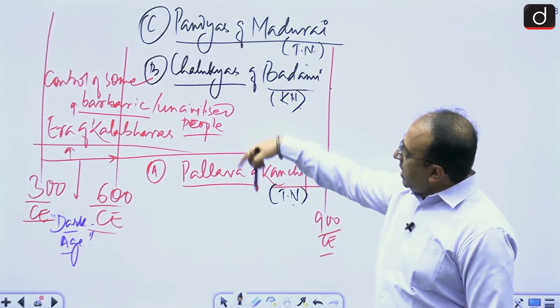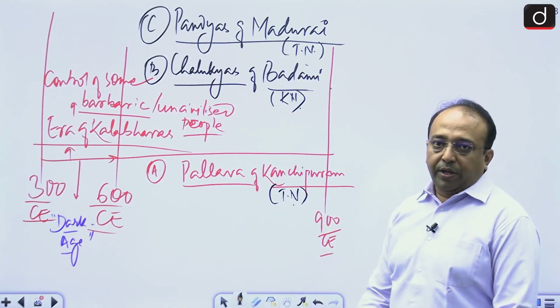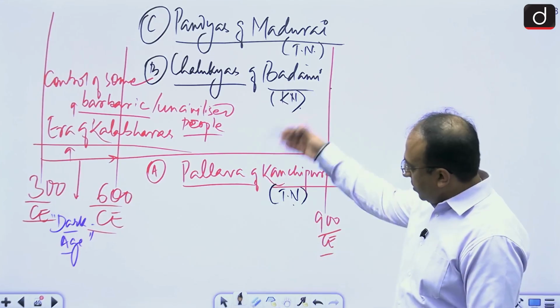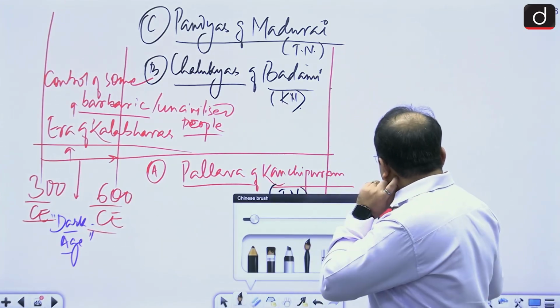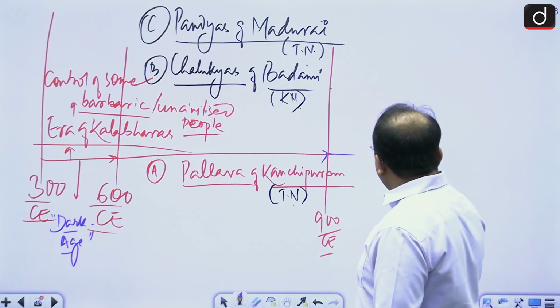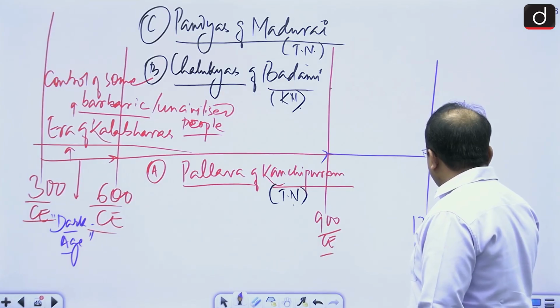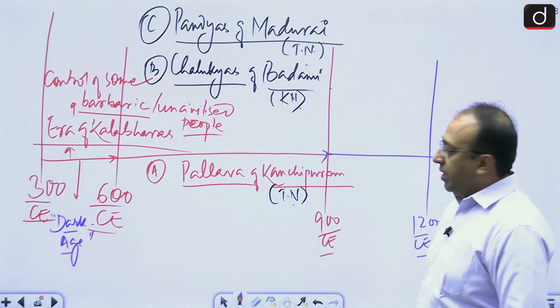So, see in this era you can see the eras of Pallavas, Chalukyas and Pandyas once again in South India. And then we have discussed the contributions of all these political dynasties in South India. Then see after this what happened. Between 900 to 1200 CE, various changes took place in South India.